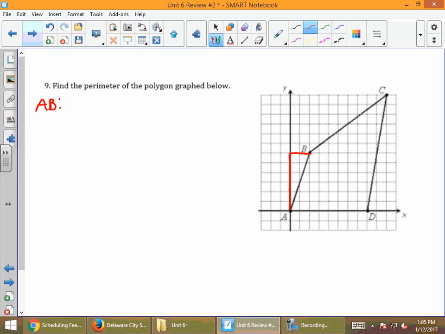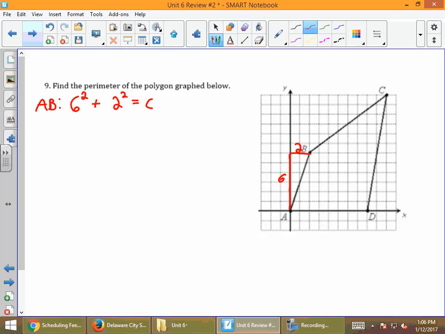6. So I went up 6. That is one of my legs. So when I plug in the formula, it's either the A or the B. It doesn't matter, they're interchangeable. We'll call it the A first. So 6 squared plus, how far over do we go? 2. That's my other leg.